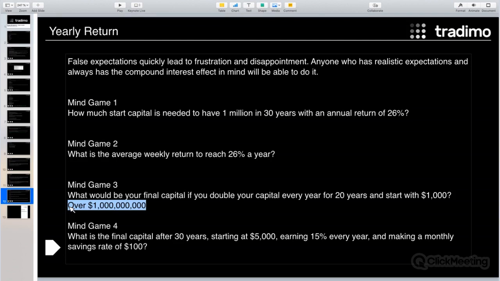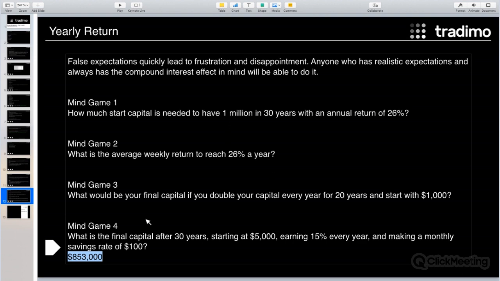$2 billion. I say this is a lot. $1 billion. No, I say 500 million. 500 million, yeah. We are only starting with $5,000 and we are only making 15% a year. Okay, good. Then let's see the correct answer. And the correct answer is $853,000. So yeah, you probably overshot a lot here.